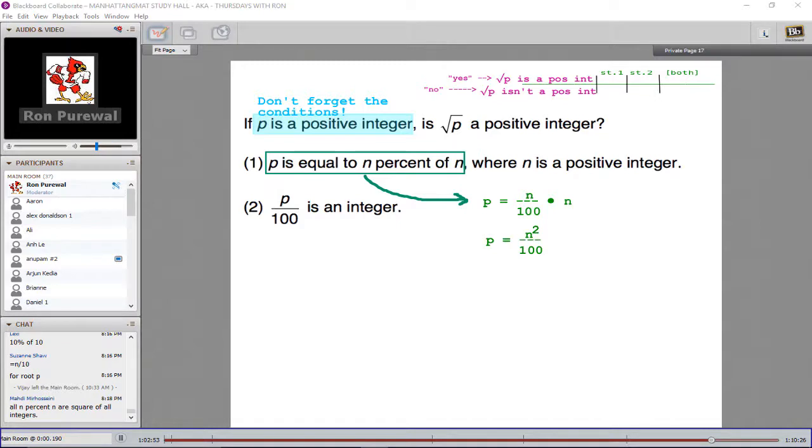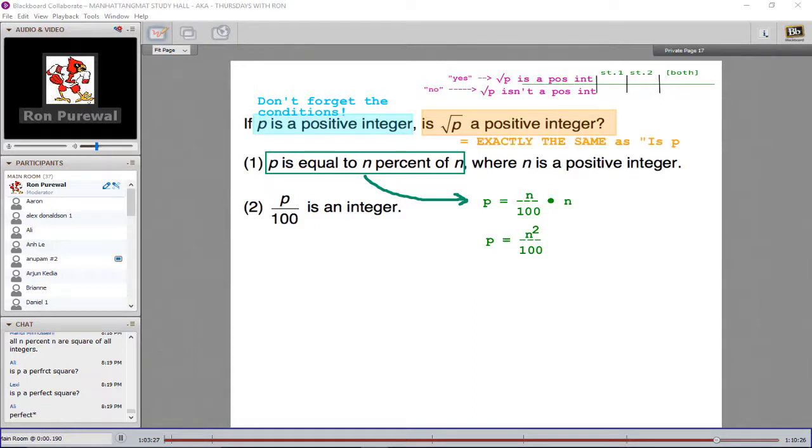So also, what is this really asking? Like, what is square root of P a positive integer? What's another way of saying that? If you don't want to think about the square root of P, because if the square root of something is an integer, then that means it's a perfect square. So you can also rephrase it like this. This is exactly the same thing as, is P a perfect square?